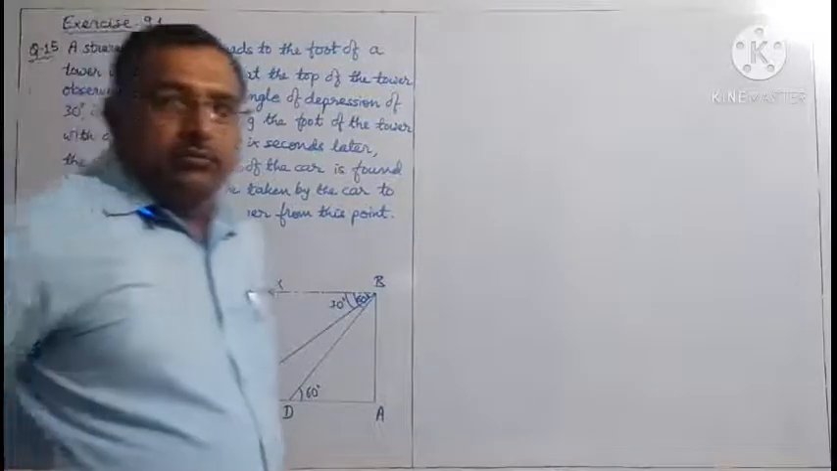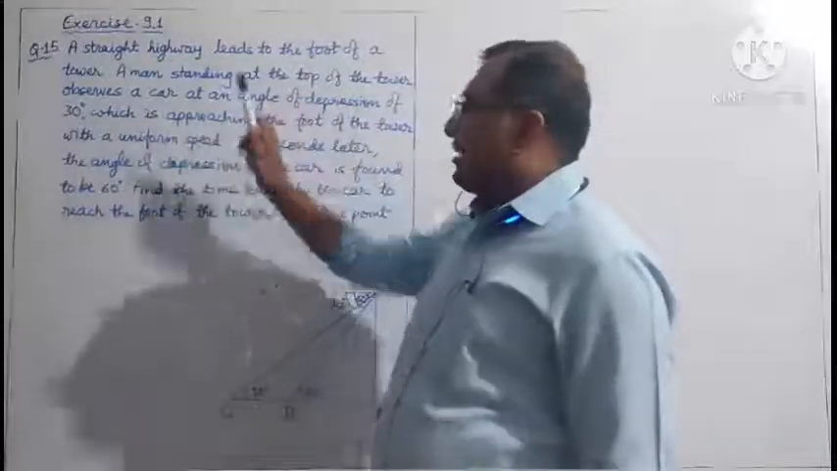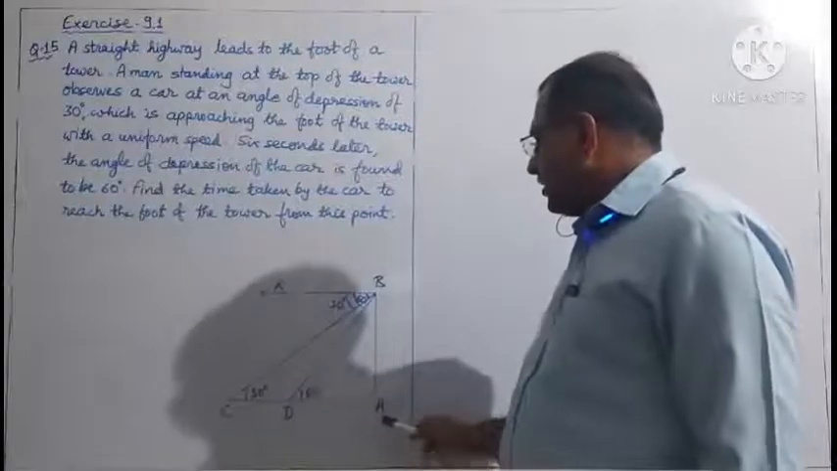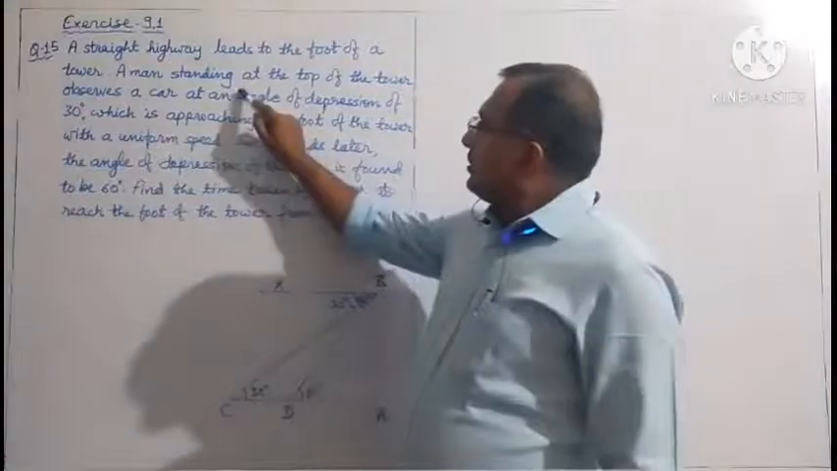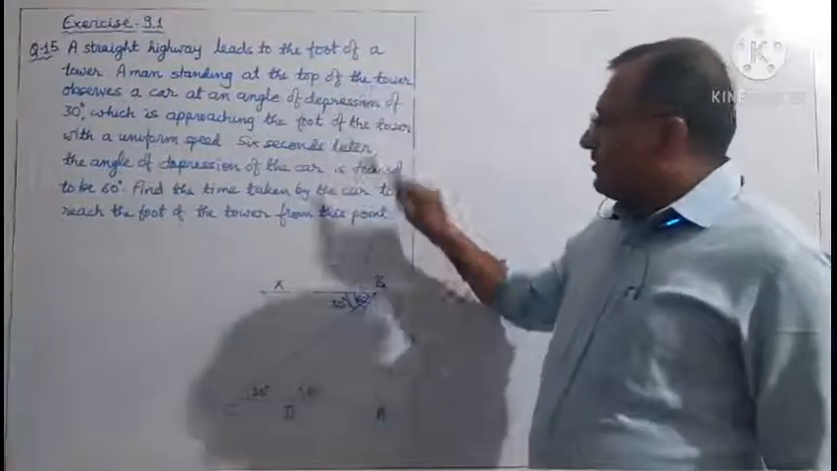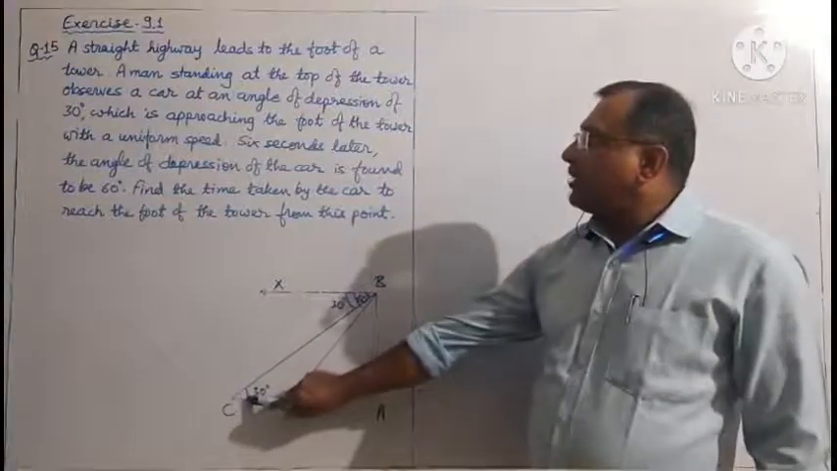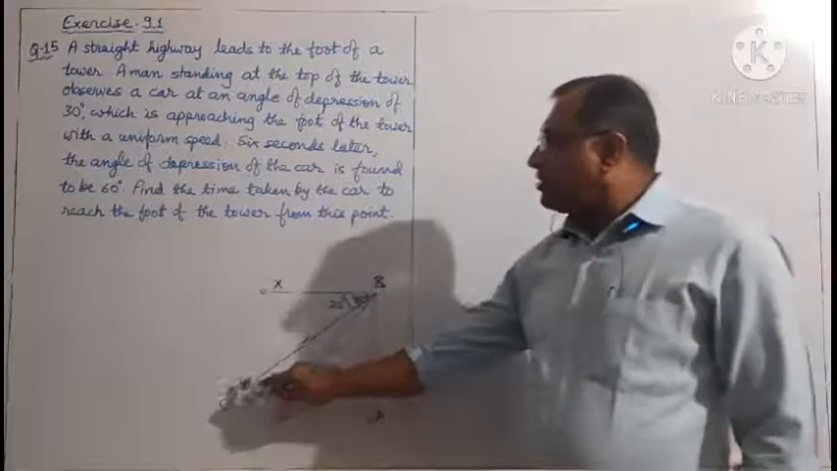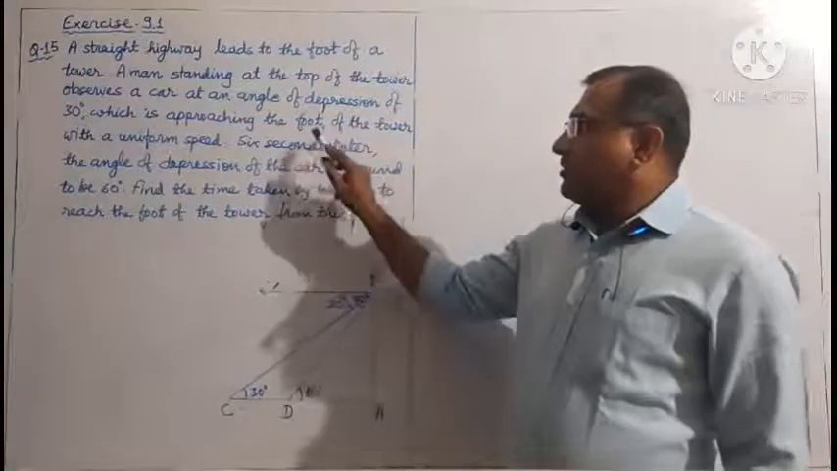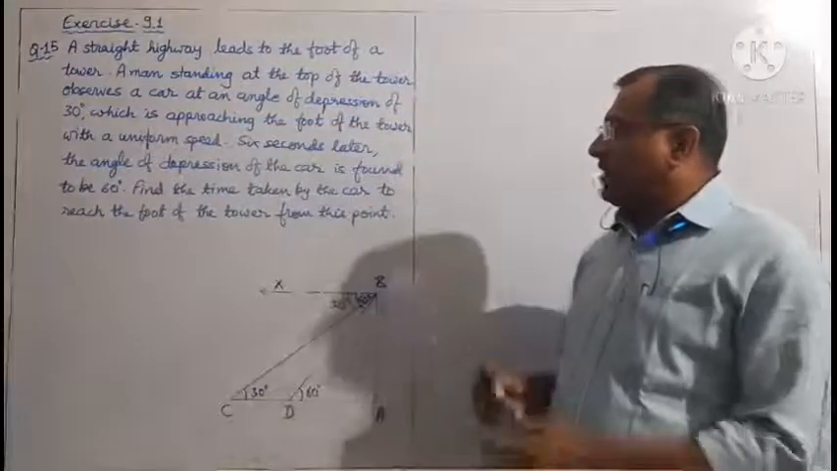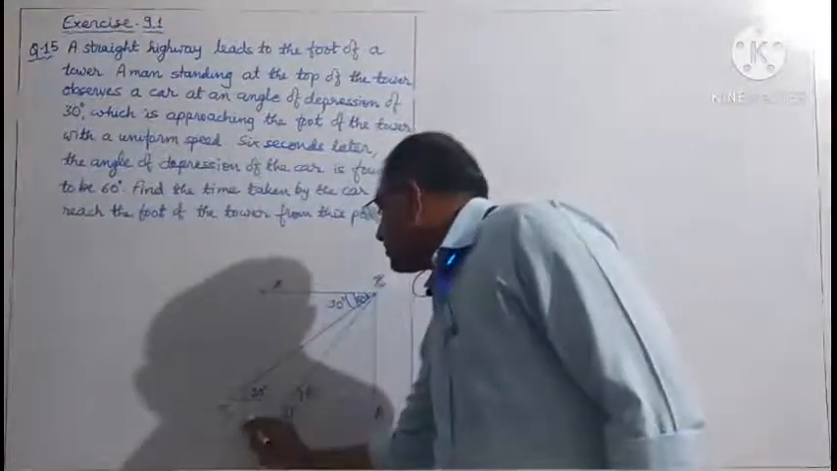In question number 15, a straight highway leads to the foot of the tower. There is a straight highway CA that leads to the foot of the tower AB. A man standing at the top of the tower observes a car C at an angle of depression 30 degrees, which is approaching the foot of the tower with a uniform speed.